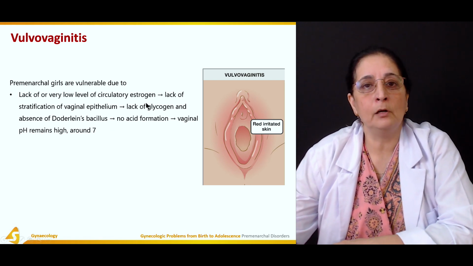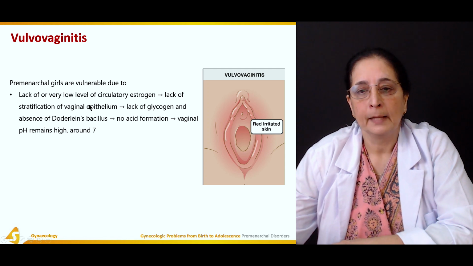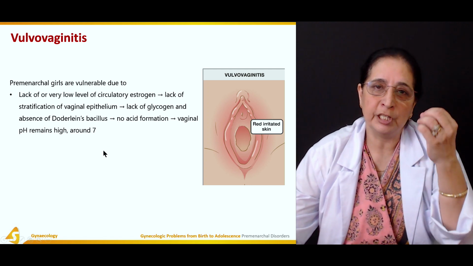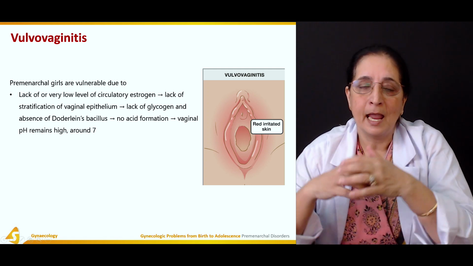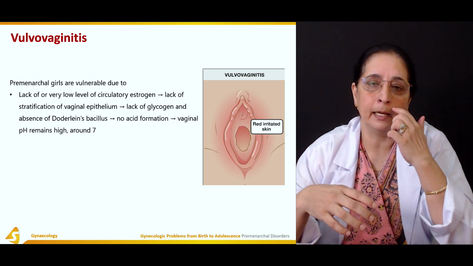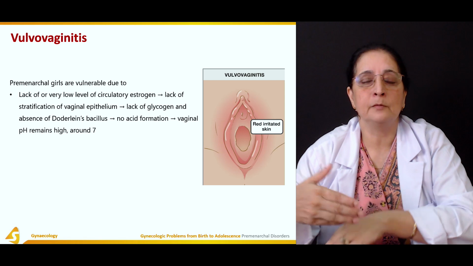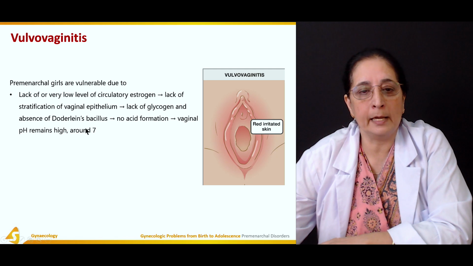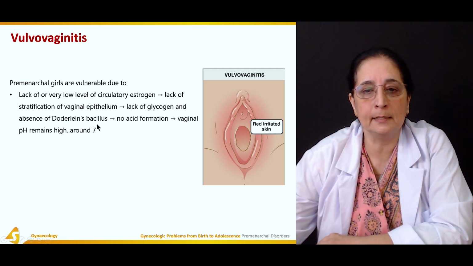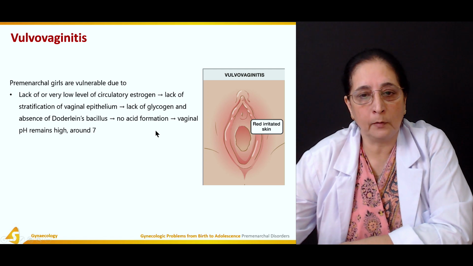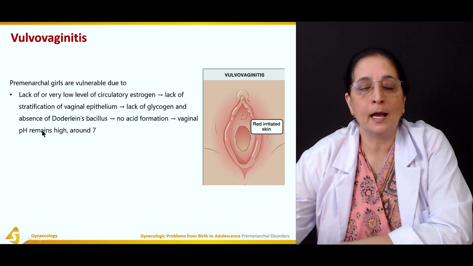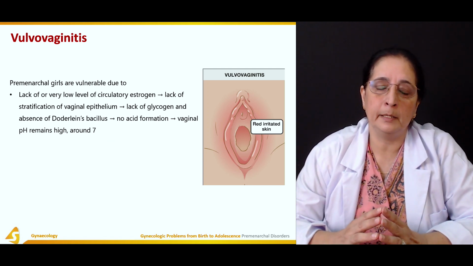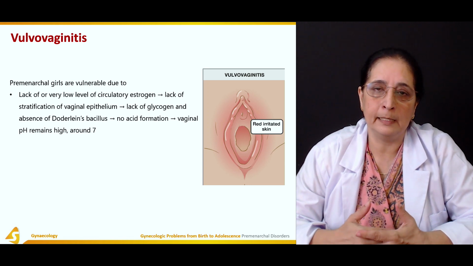And decreased level of estrogen causes lack of stratification of vaginal epithelium. So vaginal epithelium is thin. As a result of this thin epithelium, it is more prone to infections. There is lack of glycogen also and absence of Doderlein bacillus. There is no acid formation. pH remains high, around 7. So acidity causes the pH level to be less.